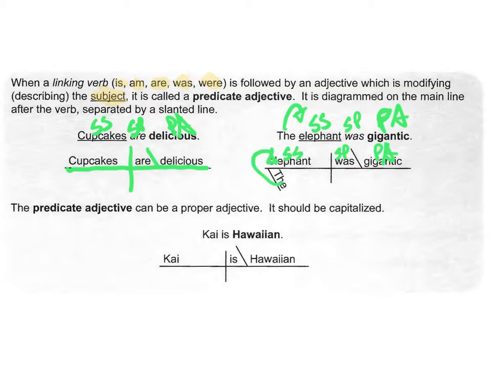Predicate adjectives can also be a proper adjective, and if it's a proper adjective, it should be capitalized. Kai is Hawaiian. Who or what is it about? It's about Kai. What does Kai do? Well, exists. Exists as what? Hawaiian. Predicate adjective. This is a proper predicate adjective, so it has a capital H.